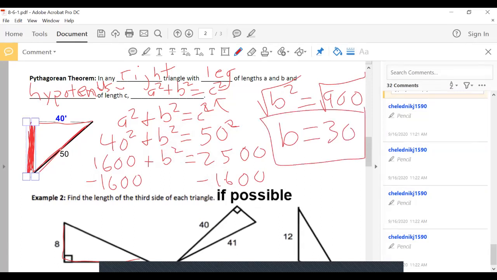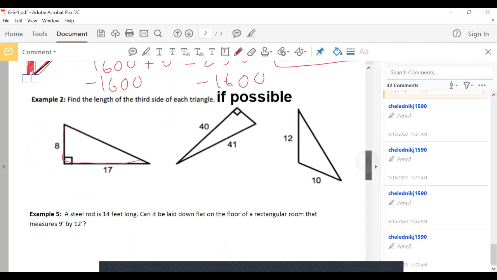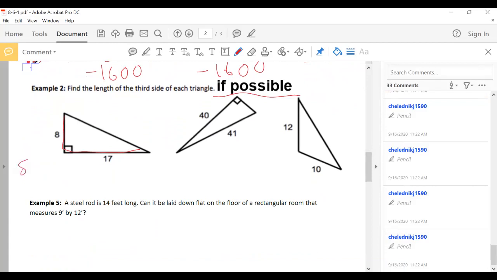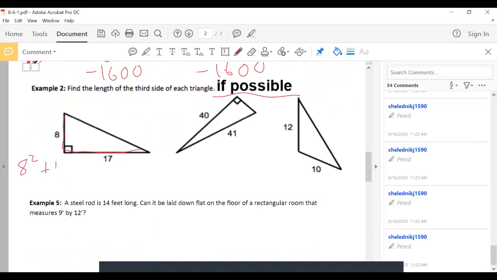Very good. Now, let's keep going. Find the length of the third side of each triangle if possible. Well, okay, let's do that. So this is a right triangle with legs of length 8 and 17. That is certainly possible. So we get 8 squared plus 17 squared equals c squared. Because the hypotenuse is the unknown, I have to leave c as c. I don't plug anything in for it.